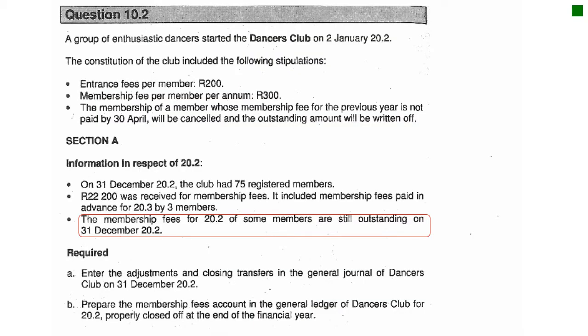Then they tell us membership fees for some of the members are still outstanding. And remember, we said we're going to have to work out how many members this is. We have enough information now in the question to work out how much membership fees are still outstanding at the end of the year.